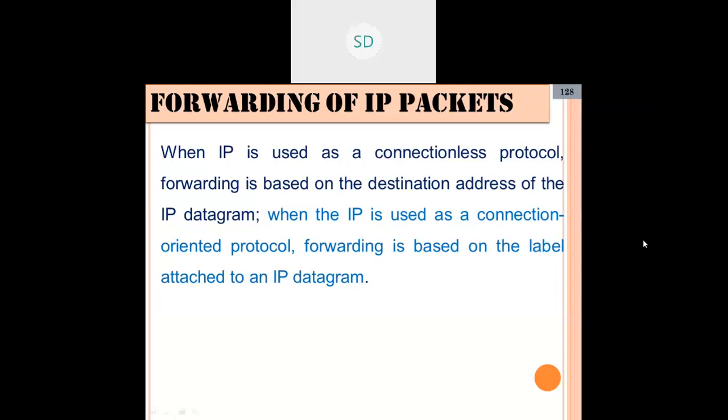That is connectionless as well as connection-oriented protocol. In connectionless protocol, forwarding is based on the destination address. Initially, the destination address will be attached to that particular packet, and based on that, the routing will be done. Whereas in connection-oriented, it is based on the label. Each packet will have its own label, like switches. That label is looked up in the table, and a particular switch will be turned on. So we'll be studying these two concepts in this topic.